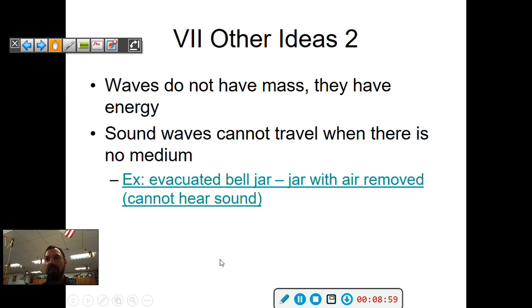All right, waves do not have mass. They are a form of energy. So it's not something you can directly measure the mass of. It's something that's transferred from one object to the next. And again, you need a medium for this to happen. The evacuated bell jar experiment example is here. You can actually watch that. And that's pretty much that.